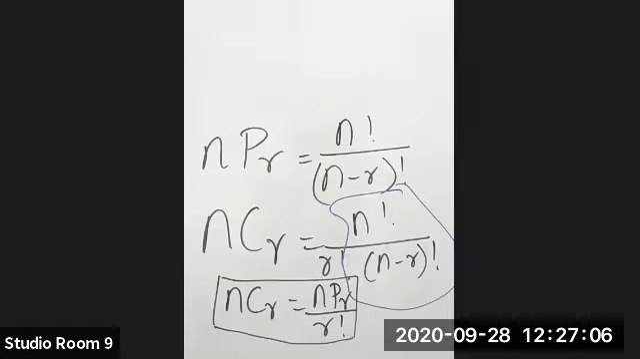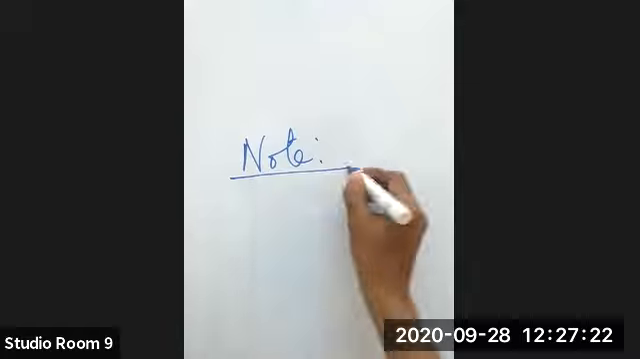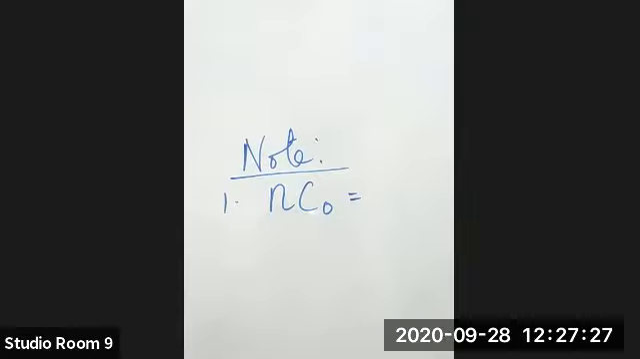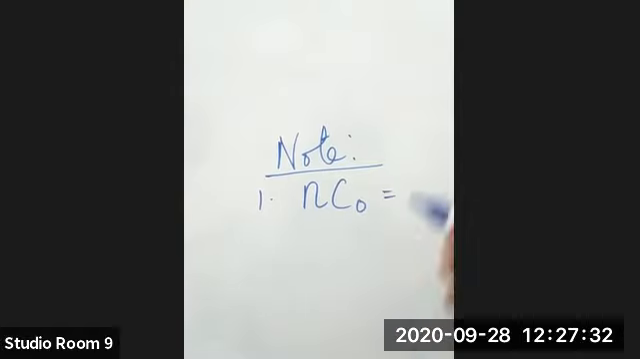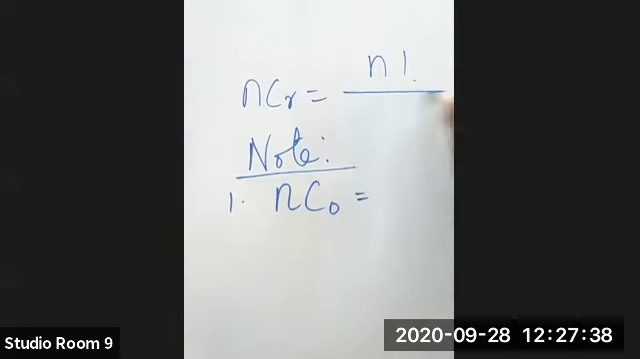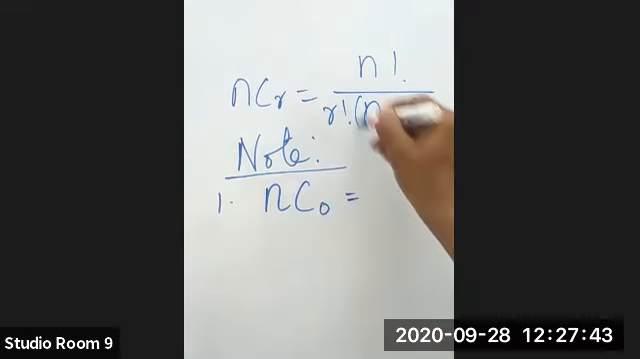Write the next one. Now using the definitions, we are going to find out a few results. Write down as a note, under that, the first one: nC0. What is nC0? What's the definition of nCr? nCr is n factorial by r factorial into n minus r factorial.